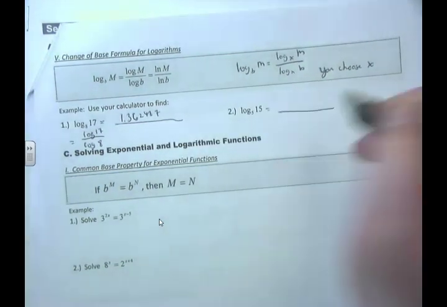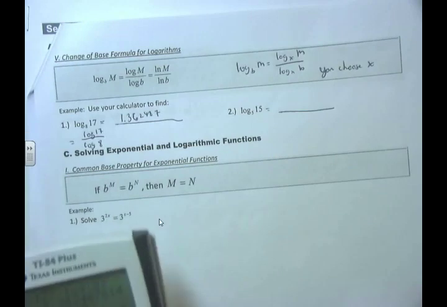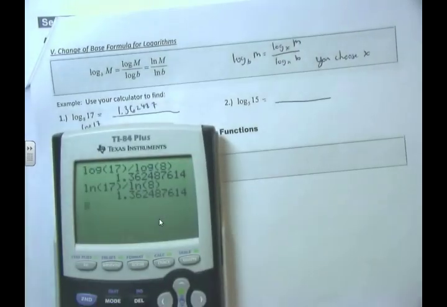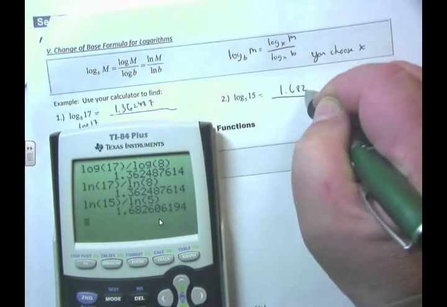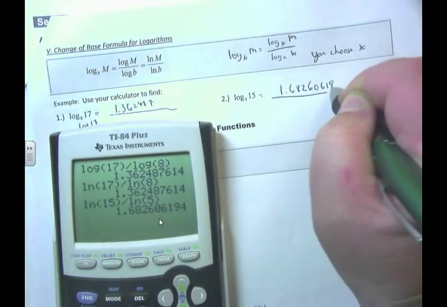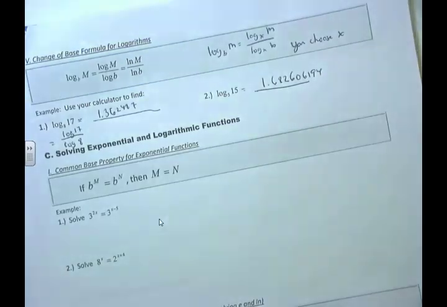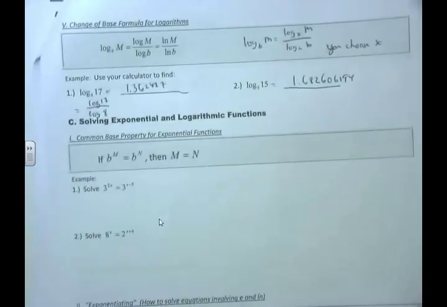So, let's calculate this one then. What would the log base 5 of 15 be? Doesn't matter which one you use. That'll be the natural log of the original number, 15, divided by the natural log of the original base, which is 5. The answer is 1.682606194. Okay? So there you go.